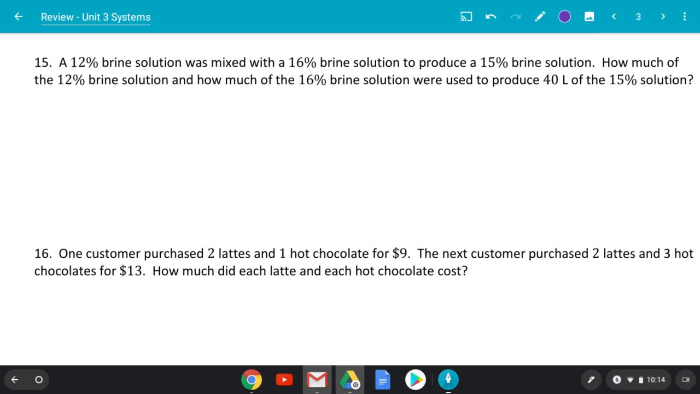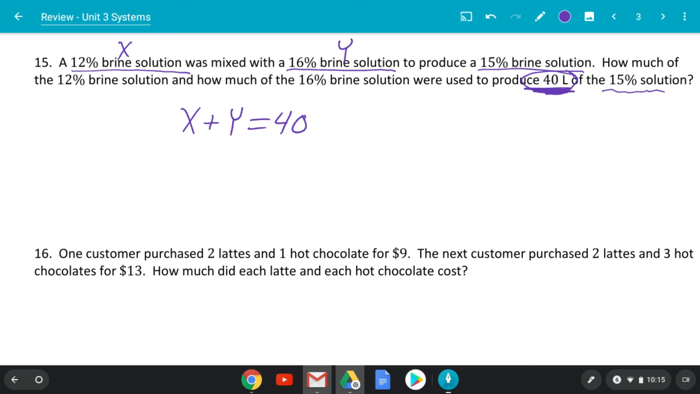I have a 12% brine solution. It was mixed with a 16% brine solution to produce a 15% brine solution. How much of the 12% and how much of the 16% were used to produce 40 liters of 15% solution? Now, those percentages I know mess with your heads. The percentage is important in my second equation. I'm going to call this one X and this one Y. I don't know how much of the X I have, and I don't know how much of the Y I have, but I know if I add those two together, whatever they are, I'm going to get 40 liters.